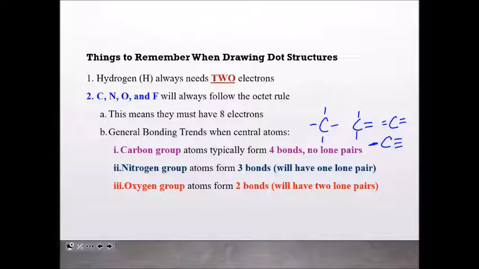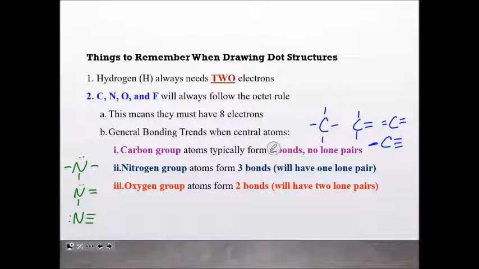Okay? If we're talking about the nitrogen group, that's nitrogen, phosphorus, arsenic, antimony. The nitrogen group, they do 3 bonds. So you could have a lone pair and 3 singles. You can have a lone pair, a double, and a single. And you can have a lone pair and a triple. It's going to have 3 bonds and a lone pair typically. Unless it's in the expanded octet realm, which we're going to go over later.